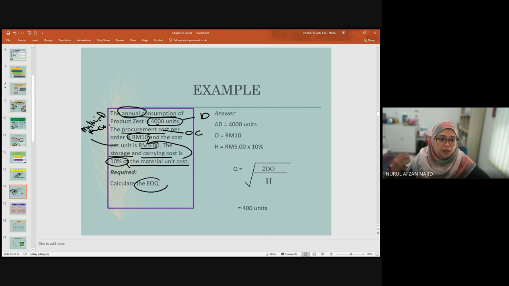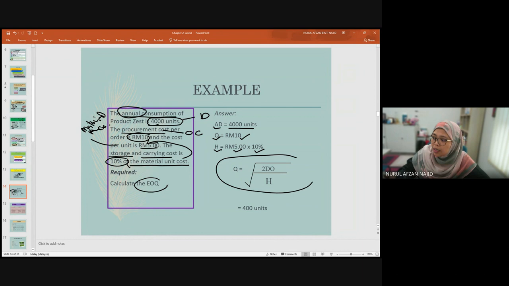So keluarkan satu persatu. Berapa banyak AD yang diperlukan? 4,000 unit. Berapa ordering cost? RM10. Adakah kena darab dengan 4,000 unit? Tak perlu. Sebab formula kata per order. So tak perlu darab. Ambil je as it is. Okay. Lepas tu kita kena cari pula holding cost. Dia kata holding cost ataupun carrying cost ni adalah 10% daripada material unit cost. So material unit cost adalah RM5. 10% daripada RM5.